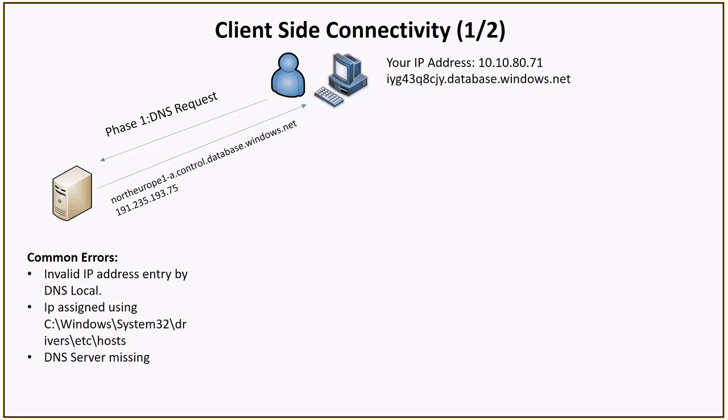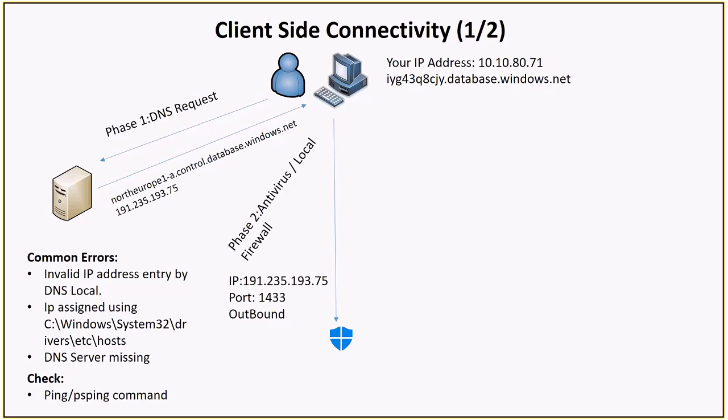going smoothly, the common errors that we face in this phase are an invalid IP address entry by the local DNS. The second is if we change the IP assigned in the host file or make it a static one. And the third is a missing DNS server. In these three cases, we prefer to use the ping command to check for these common errors.